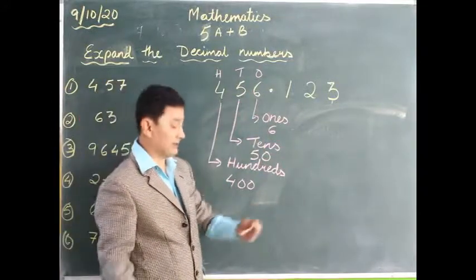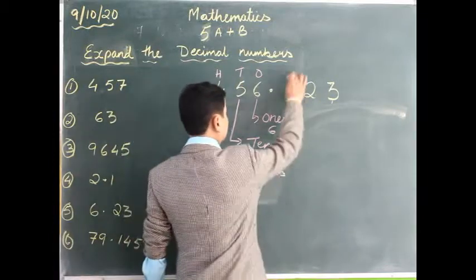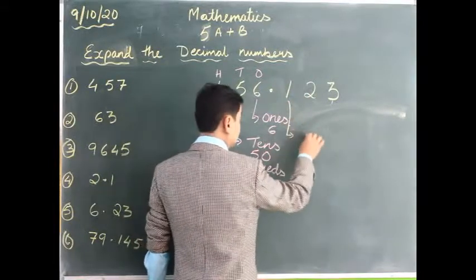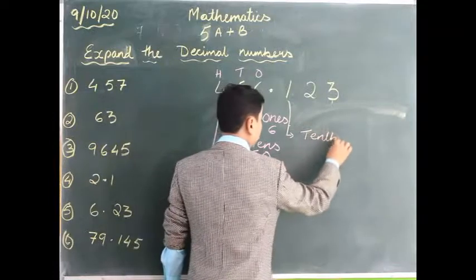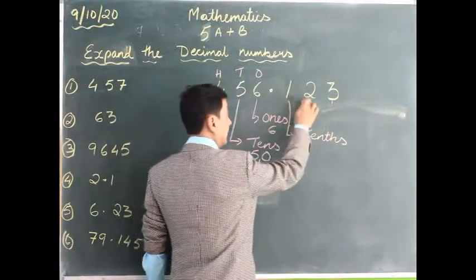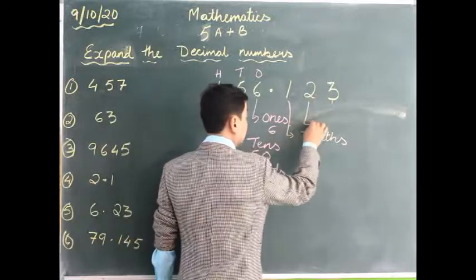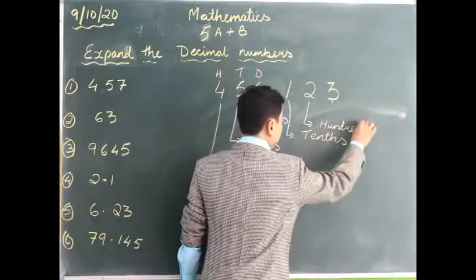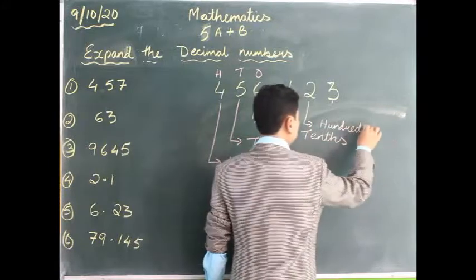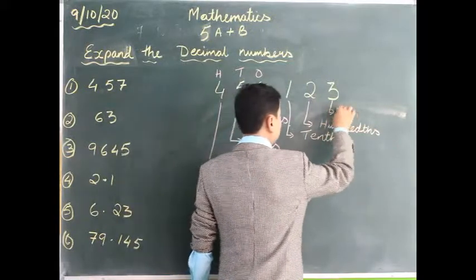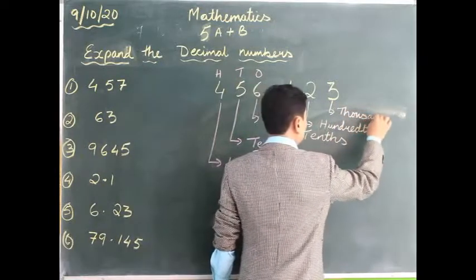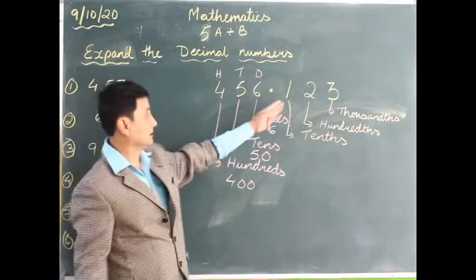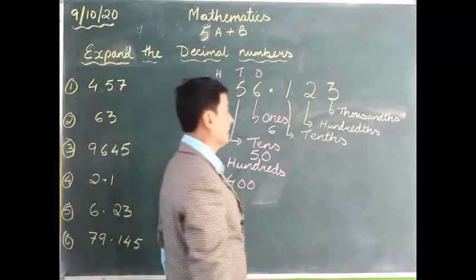Now let's do the place value of the other side. Here it begins after the point. It begins with which number? Tens. Tens, hundreds, thousands. Tens, hundreds, and this place value is thousands.